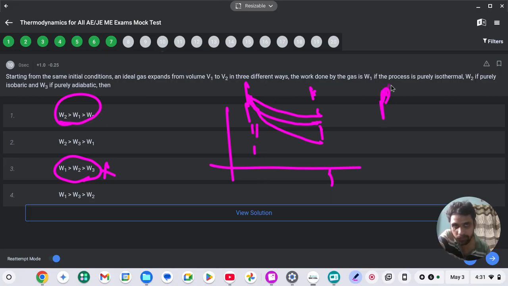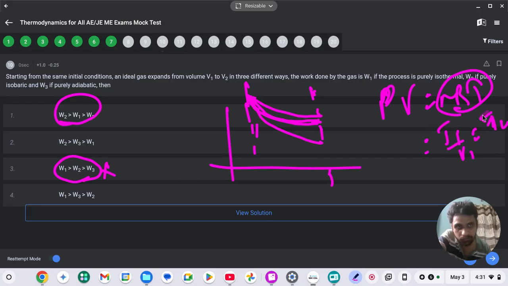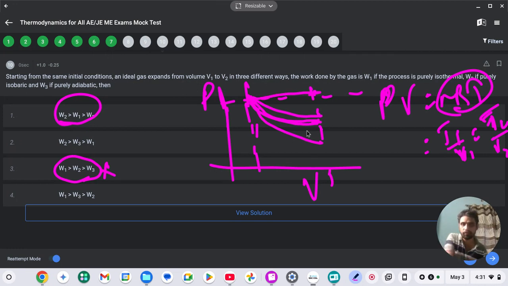Suppose PV equal to nRT, we know that. Okay, so temperature is constant, means PV is constant in this line. Okay, so in isobaric pressure is constant, so T1 upon V1 equal to T2 upon V2. In isobaric T1 upon V1 equal to T2 upon V2. It is PV line. Okay, so pressure is constant, so this will be like this. Okay, so isobaric will have the largest work.